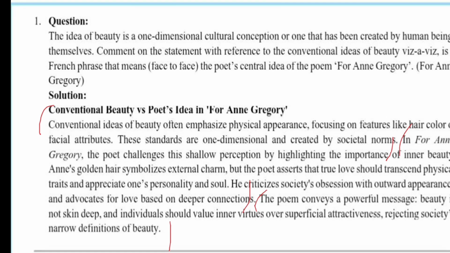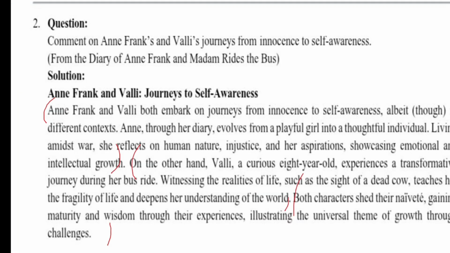Okay, but for inner beauty, who will love you for your inner beauty? God. Okay, comment on Anne Frank and Wally's journey from innocence to self-awareness. Now, in this particular question, you will first talk about Anne Frank, okay? Then you will talk about Wally, a little summary, and in the comparison, you have to say how they have become self-aware. In the case of Wally, she had resisted so much. She is very resilient. She had resisted many things, right?